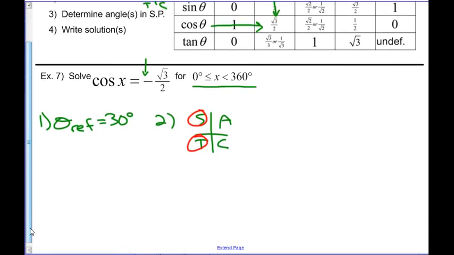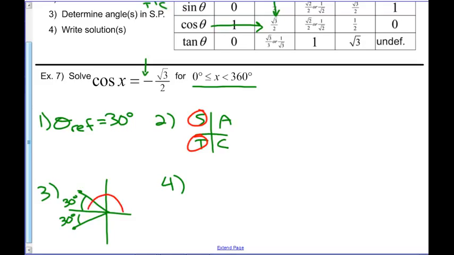Okay, now let's sketch. What does that look like? Well, I'm going to make a reference angle. And remember, reference angle is always with the x-axis in quadrants 2 and 3. Now we just have to figure out what those angles are in standard position. So that first one would be like 180 degrees minus 30.